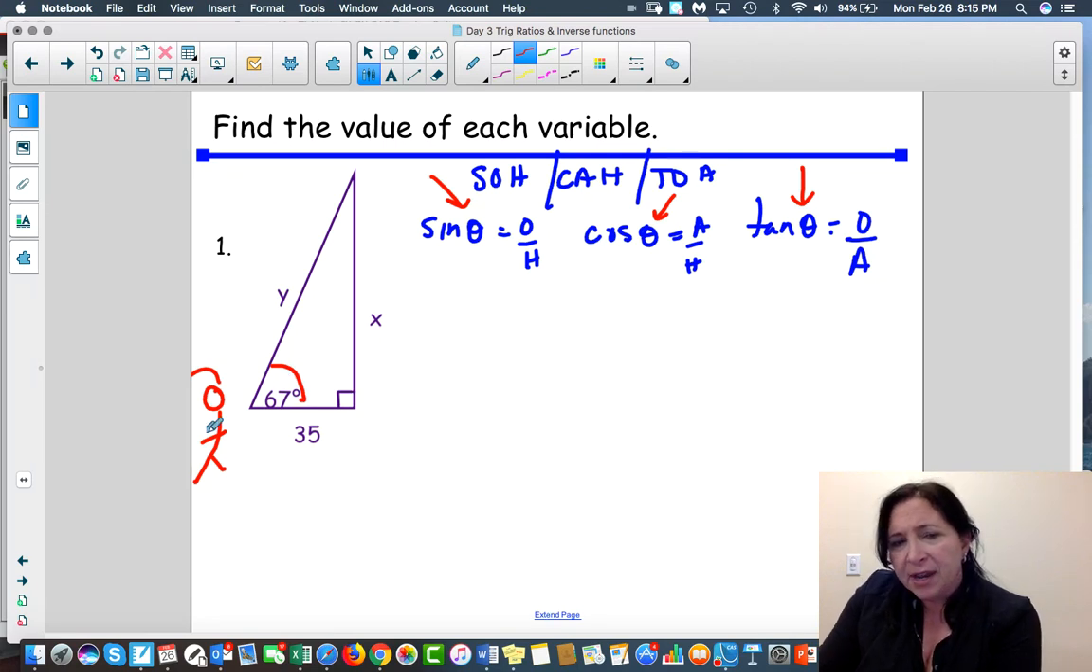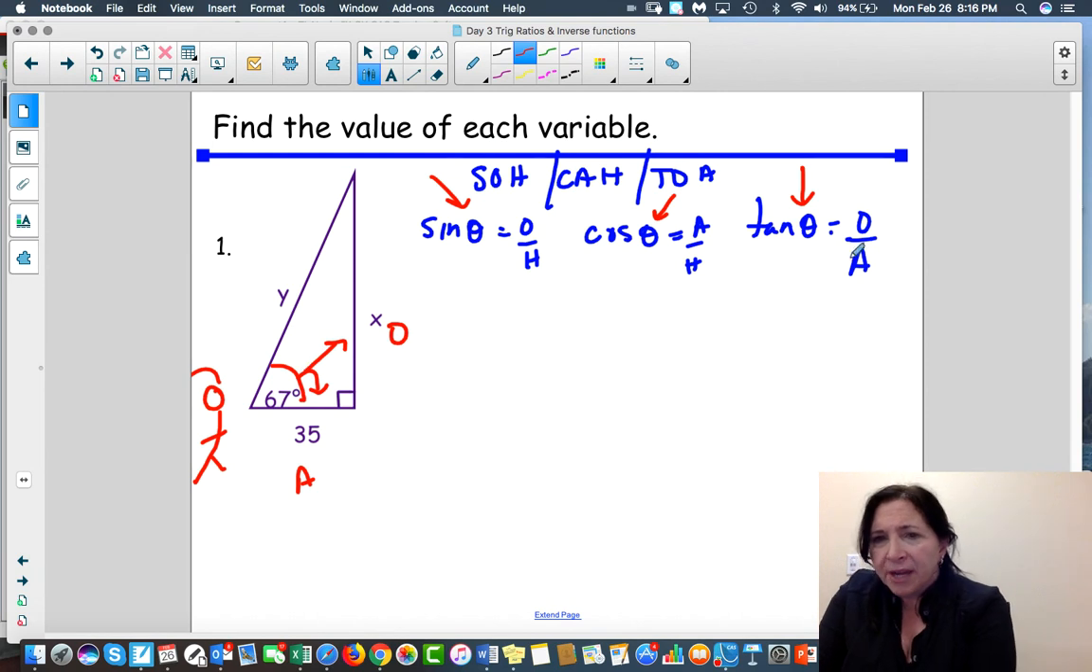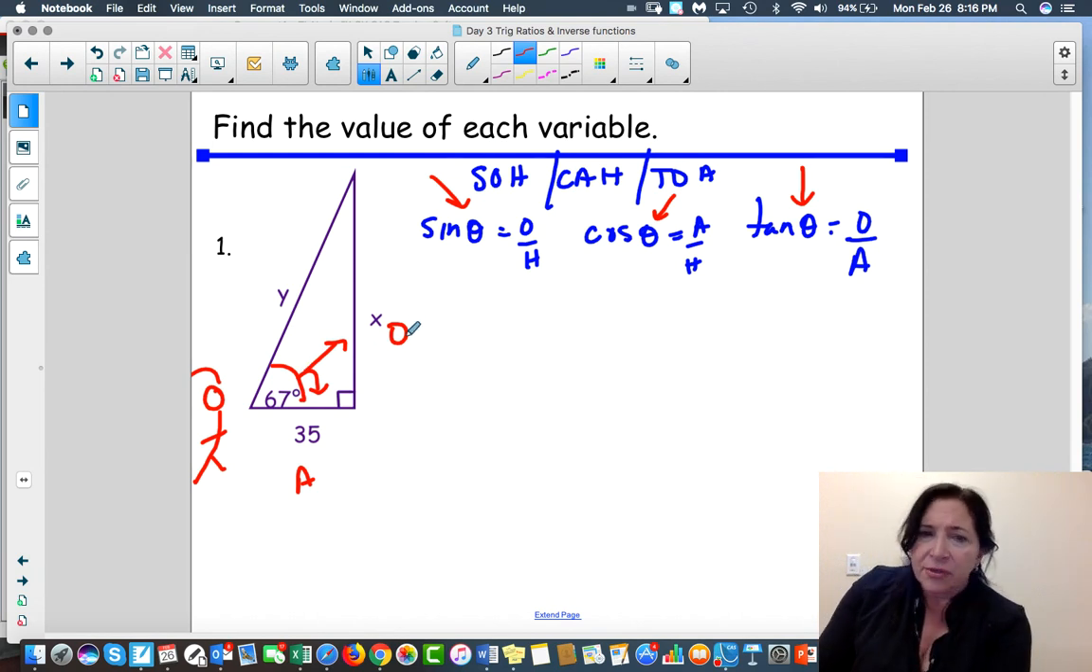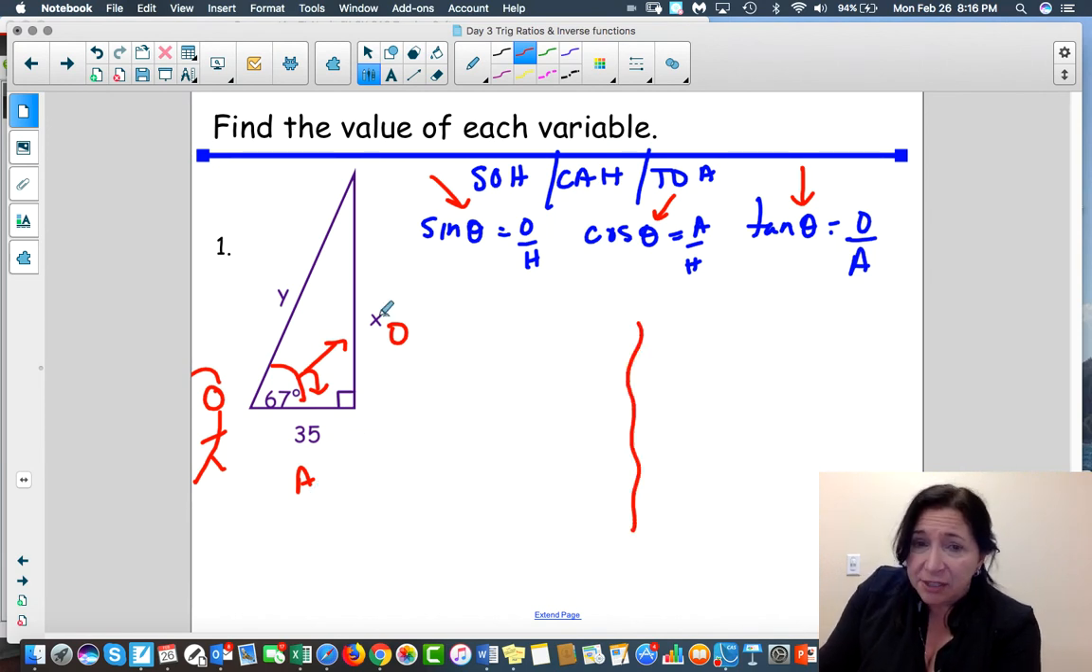If I want to find x and I'm standing here, what is that? Is that my hypotenuse? No, that's my hypotenuse. This is the side opposite from what my angle is. This side that I have is the adjacent side. This side is the opposite side. Which one of my trig functions uses the opposite side and the adjacent side? And if you said tangent, opposite, and adjacent, then you'd be right.